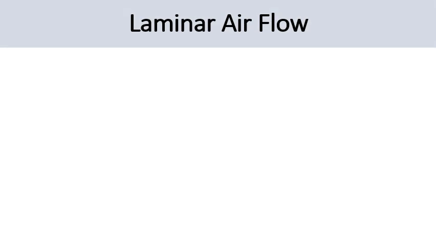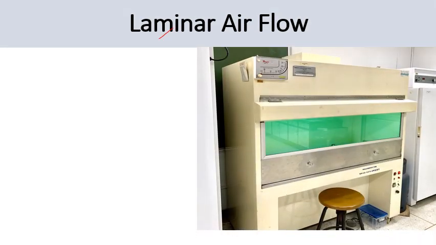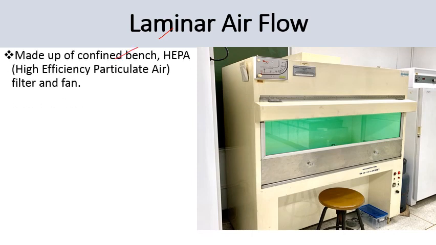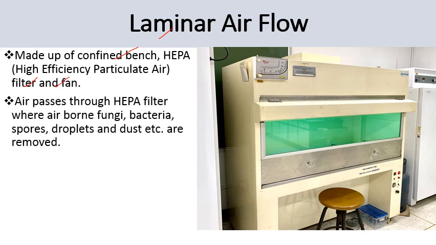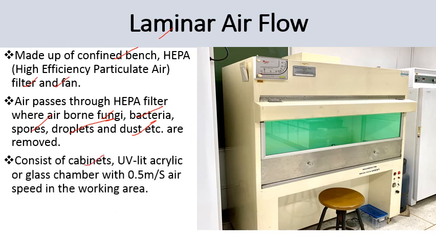The next important instrument is laminar air flow. It basically consists of a confined bench, HEPA filter, which is high efficiency particulate air, and a fan. So it passes the air which is free from fungi, bacteria, spores, droplets and dust particles. That's why it's known as high efficiency particulate air, and consists of cabinets, UV lit acrylic or glass chamber with 0.5 meter per second air speed in the working area. And this is a very important instrument to provide aseptic conditions for spawn culturing.